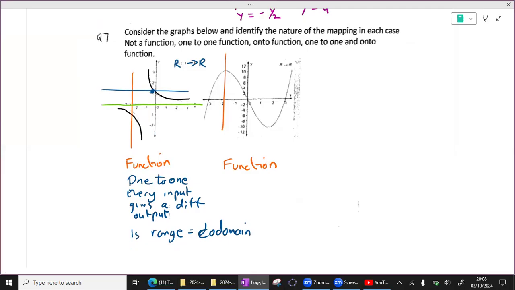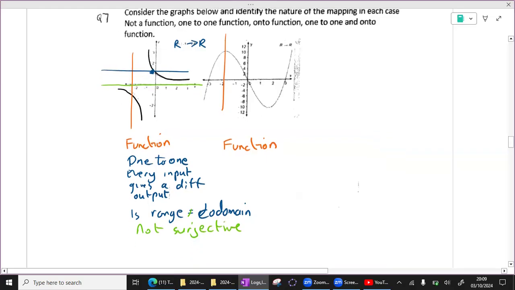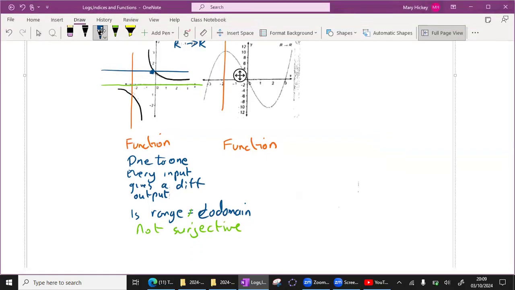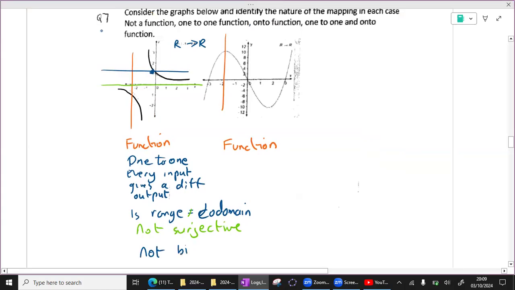That's in the codomain. So 0 is part of the codomain, but 0 is not part of the range because it's an asymptote. In other words, the graph can't actually touch it. So because they're not equal, it is not surjective, or it's not an onto function. And if it's not surjective, then I also know that it's not bijective.